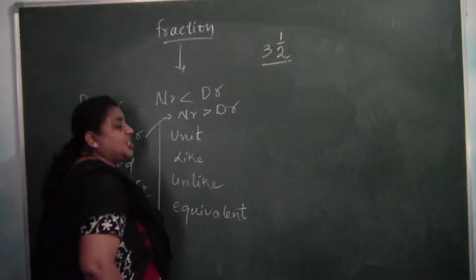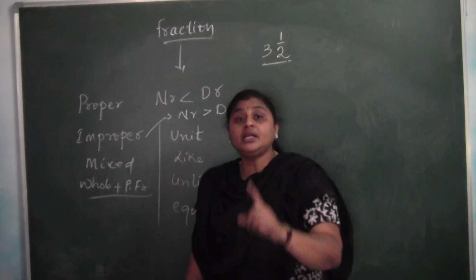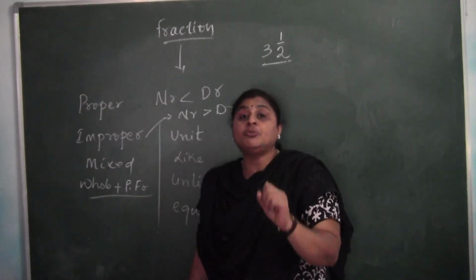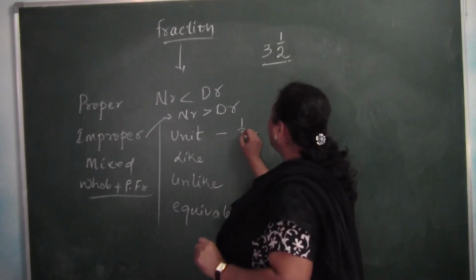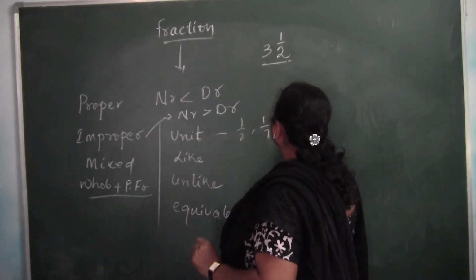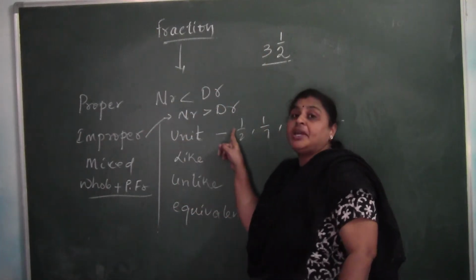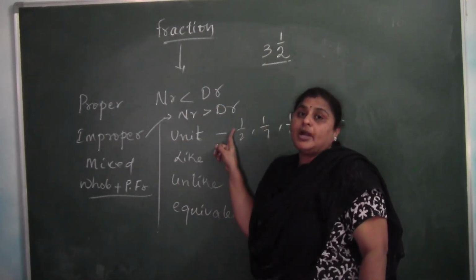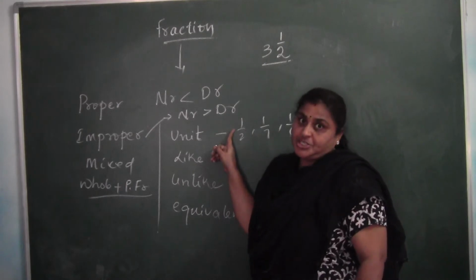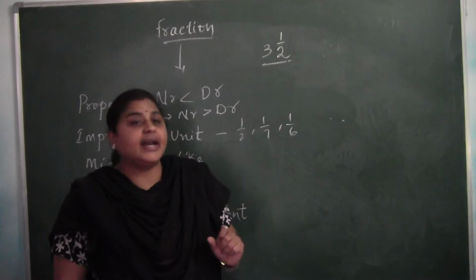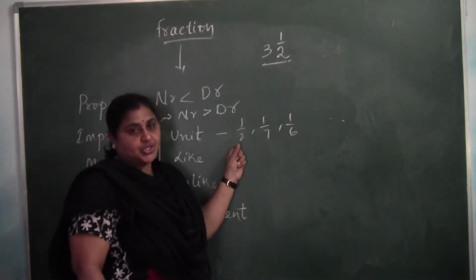Alright children, next, unit fraction. As the name suggests, unit means 1. So the fractions whose numerator is 1, like 1 by 2, 1 by 7, 1 by 6, and so on, are called unit fractions.